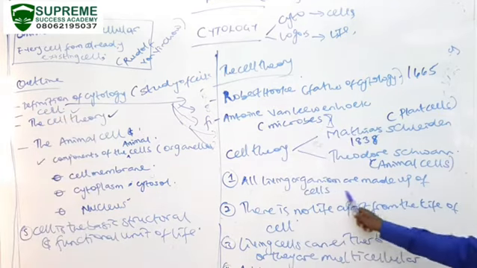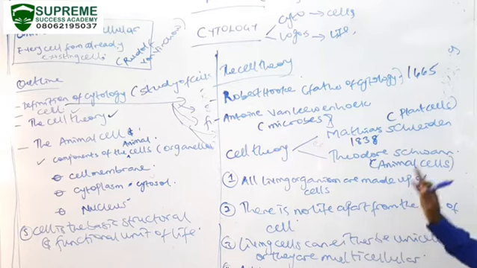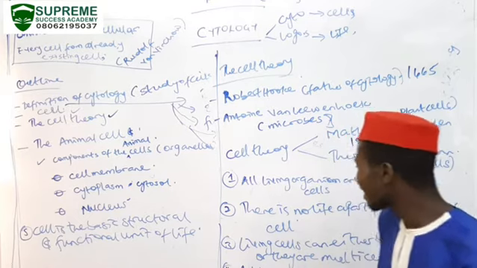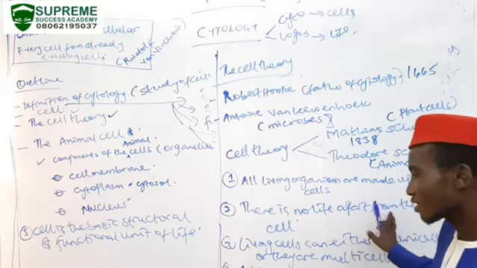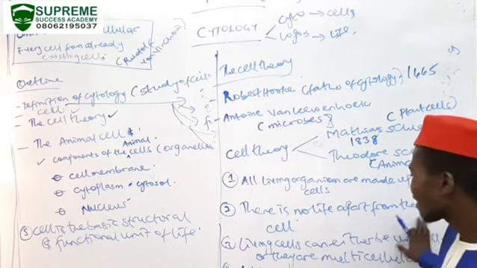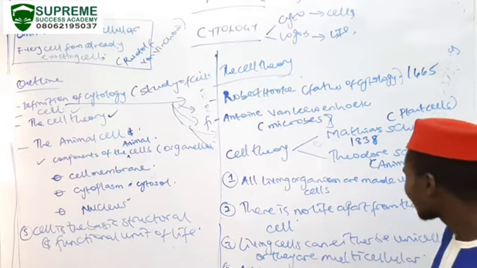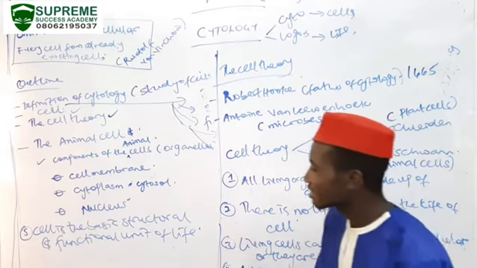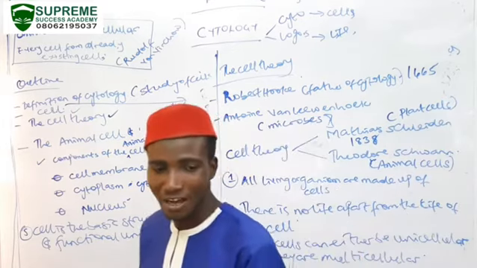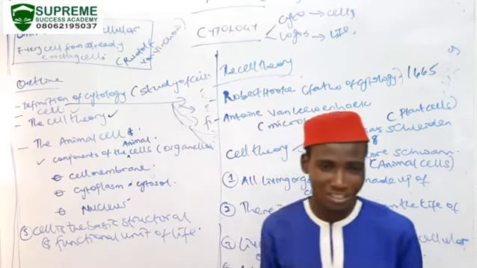So, five postulates of the cell theory. Number one, all living organisms are made up of cells. Every organism that is living must comprise cells. Then, there's no life apart from the life of the cell. Living cells can either be unicellular or multicellular. All living cells arise from pre-existing cells. The cell is the basic structural and functional unit of life.